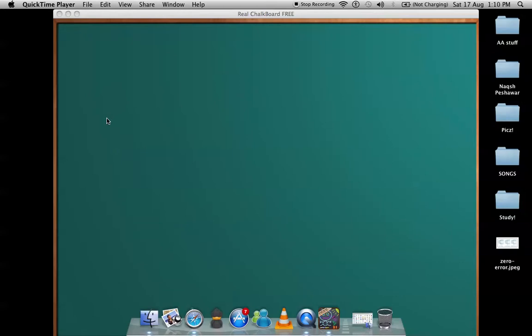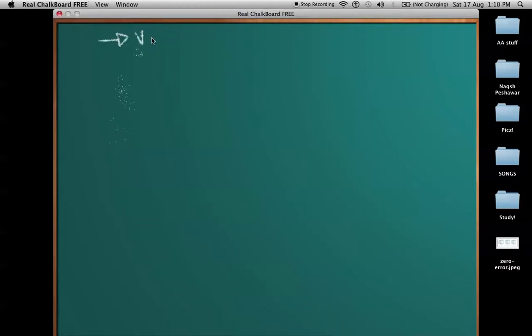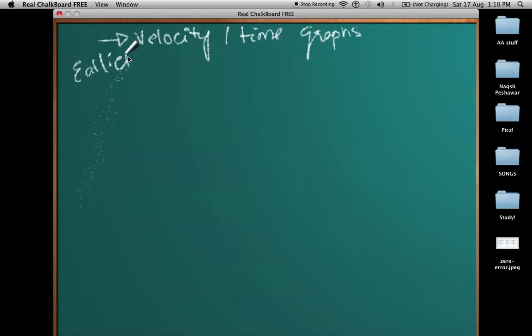Hey guys, so we'll be talking about velocity time graphs now, and we will see how we incorporate some of the things that we have learned before into the velocity time graph. We have learned how to calculate a gradient. Earlier, we have seen that if we have a displacement time graph and we find the gradient at a point, we will get its velocity.